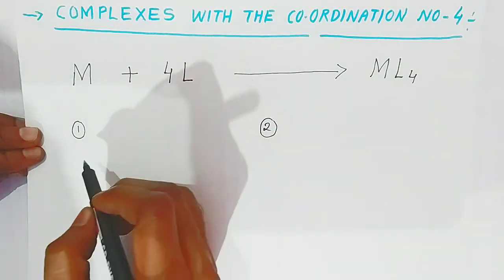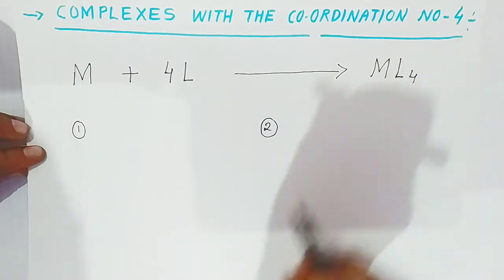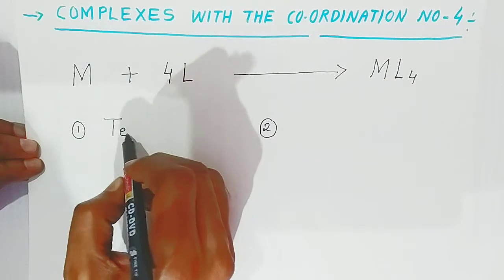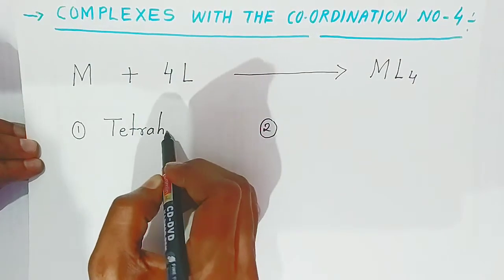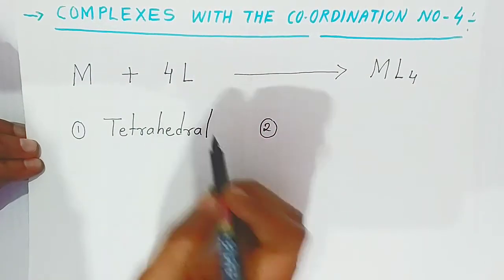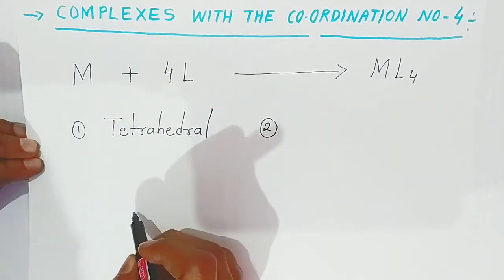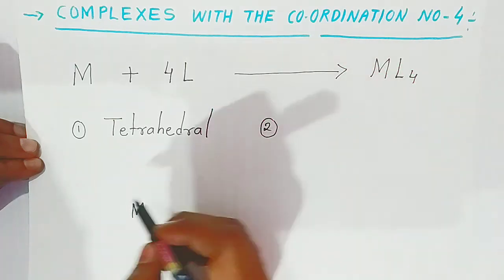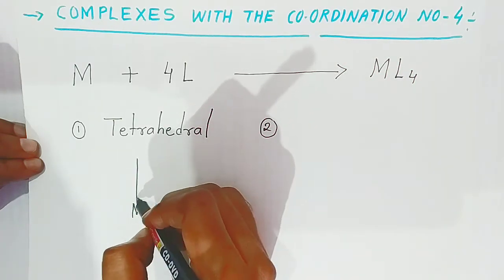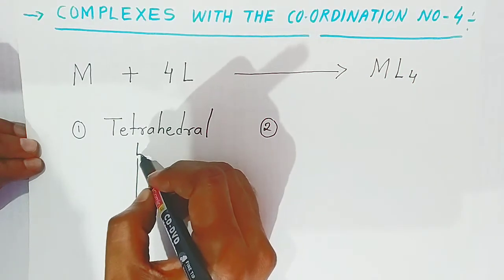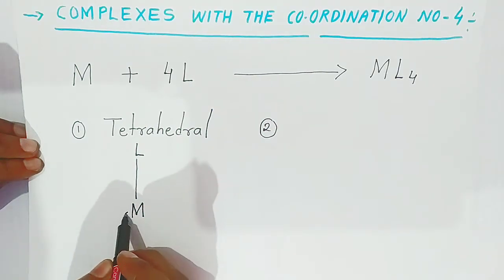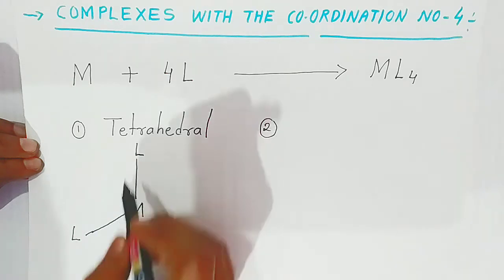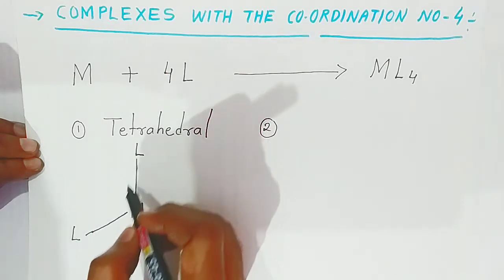You can write the structure of ML4 in two ways. First, the tetrahedral structure. Here the central metal M is at the center, and there are 4 ligands. Two ligands will be in the plane of the paper, so I am writing one straight line. This is the first ligand, and the second ligand is also in the plane of the paper. These two ligands approach the central metal ion on only one plane.